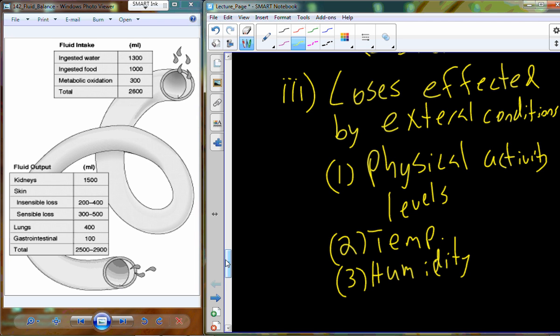Do you exercise much? That's a really great question. It depends on the amount of exercise, and it could be as much as 500 milliliters an hour up to liters an hour. Excessively high perspiration is diaphoresis.